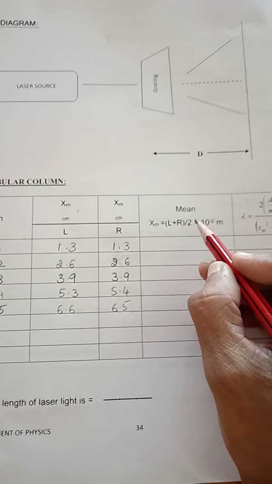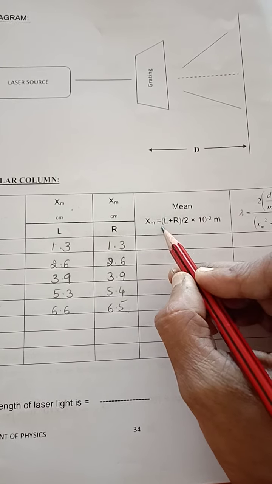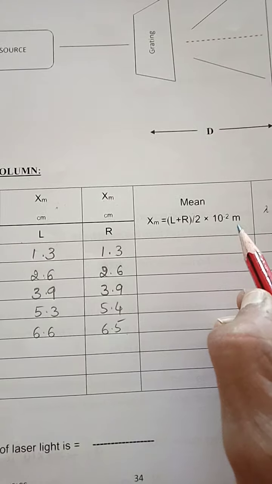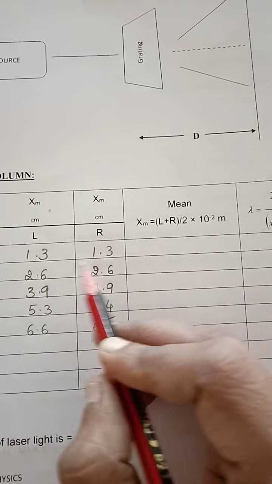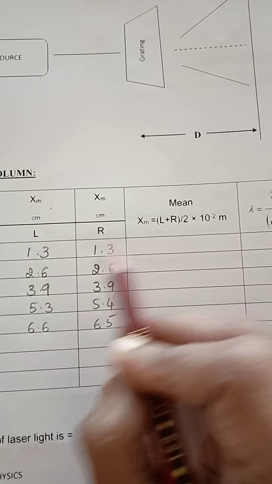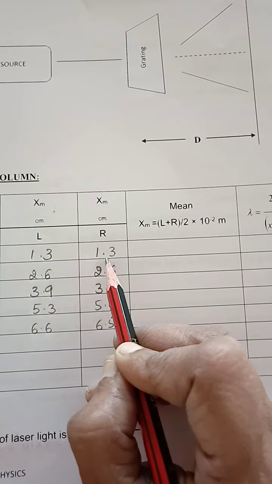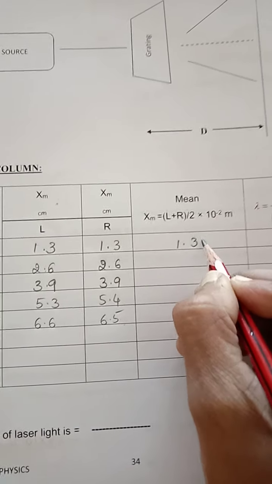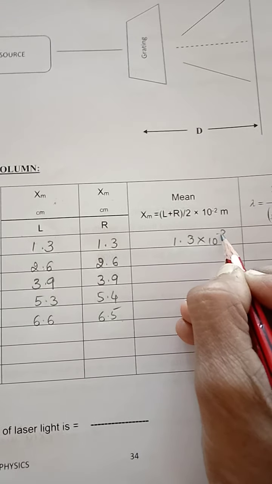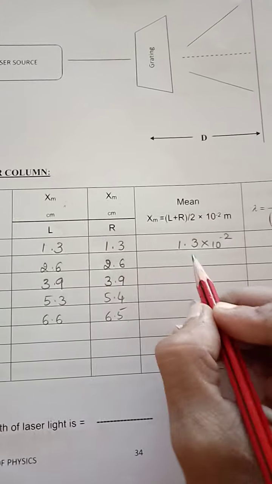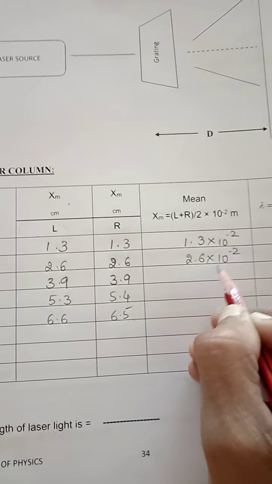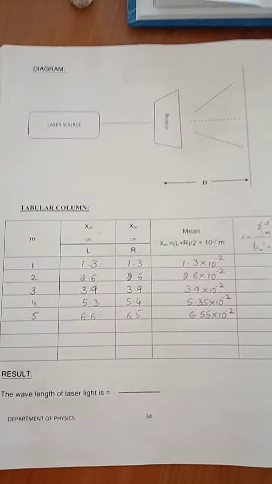Now the next column is to take the average of left and right. This is in centimeters. We are going to convert it into meters. They take the average, L plus R by 2, means 1.3 plus 1.3. Take the average of these two. You will be getting the value of 1.3 into 10 to the power of minus 2. Next, here both are the same, so I will write it as 2.6 into 10 to the power of minus 2. Take the average and take the readings.